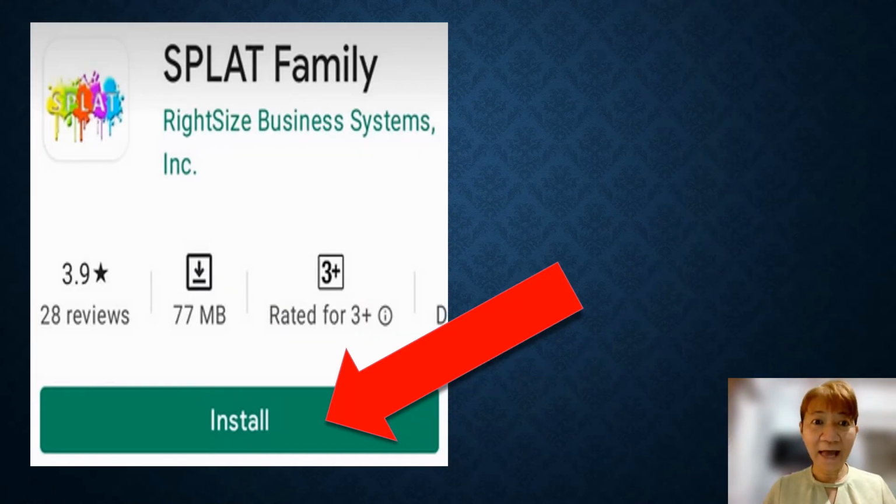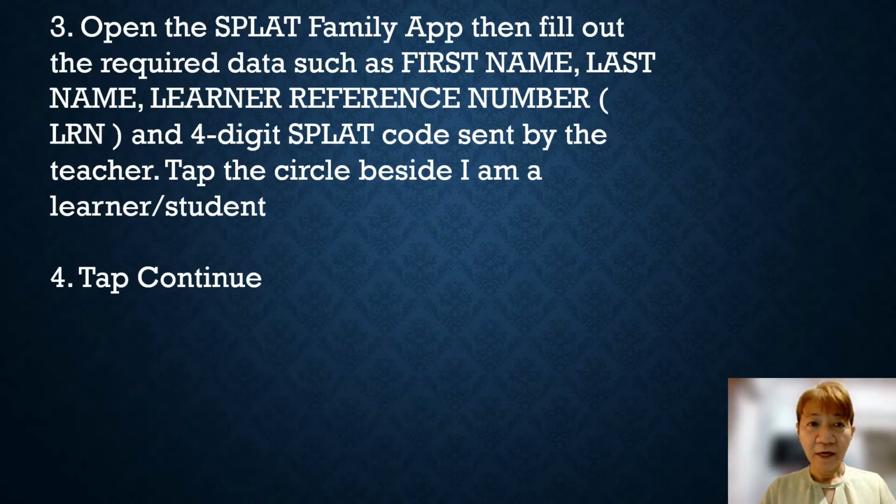So after that, you're going to tap or click on install sa inyong cellphone or tablet. So pindutin yung install. Kulay green. And then, number 3, open the Splat Family app, then fill out the required data such as first name, last name, learner reference number, LRN, and 4-digit Splat code sent by the teacher.